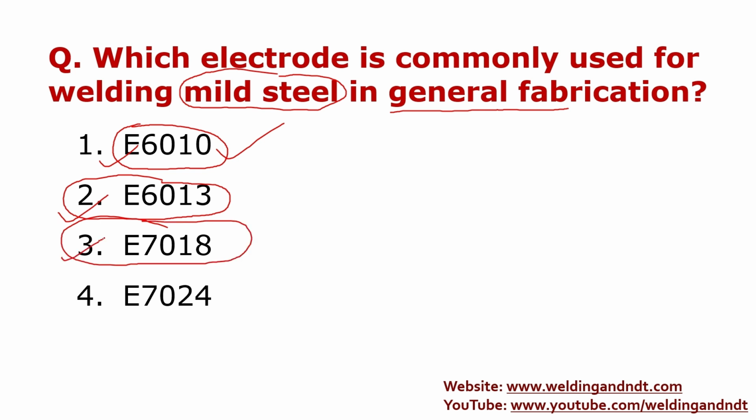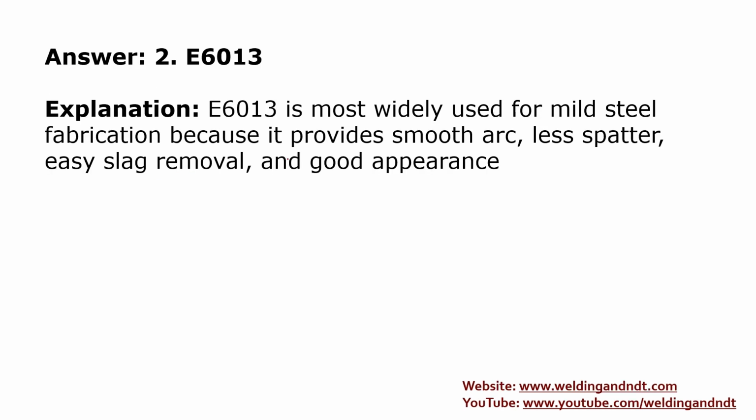is used for critical or more sophisticated jobs, because this is a low hydrogen content electrode, and it gives radiographic quality weld, and also it is very costly, so it is used for more sophisticated or critical jobs or thicker jobs. For general fabrication we use E6013.